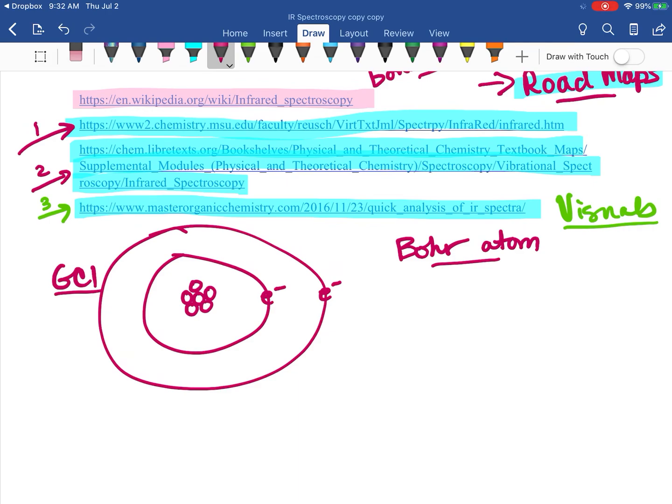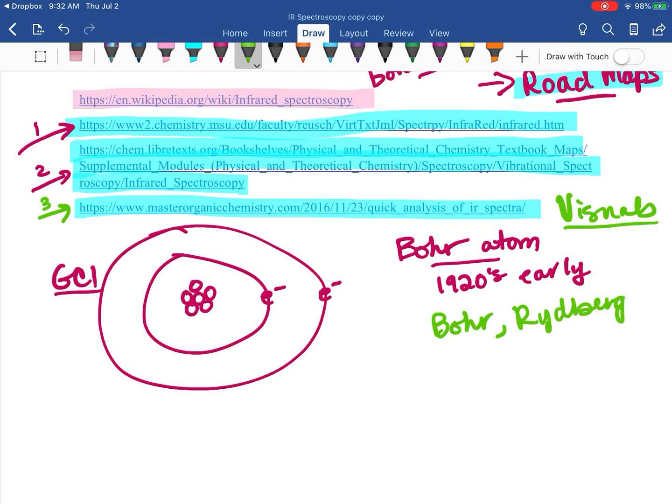Now, if you looked at the history of the atom in your Gen Chem 1, this would have been in the late teens to early 20s. Our version or our visual of an atom. Now, Niels Bohr and Rydberg actually had some pretty profound ideas about electrons at the time. And a lot of those are holding true today. So even though we changed what the atom actually looked like in the 1930s, these principles have stuck. They are set. And that is how electrons interact with light.